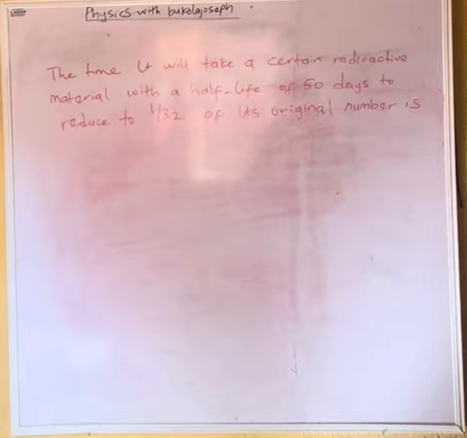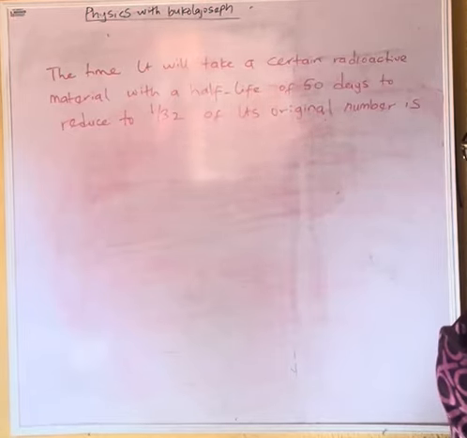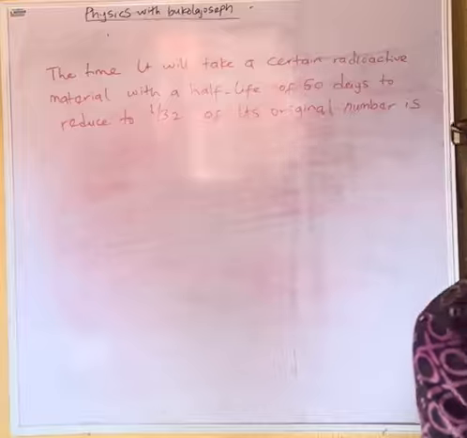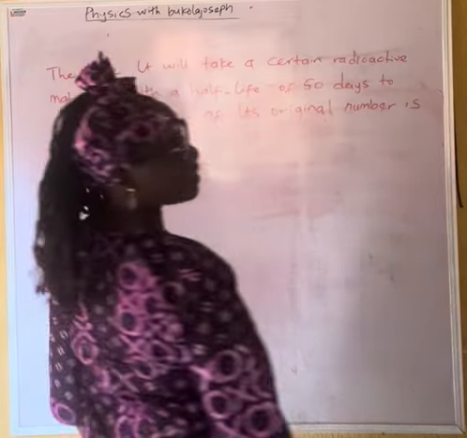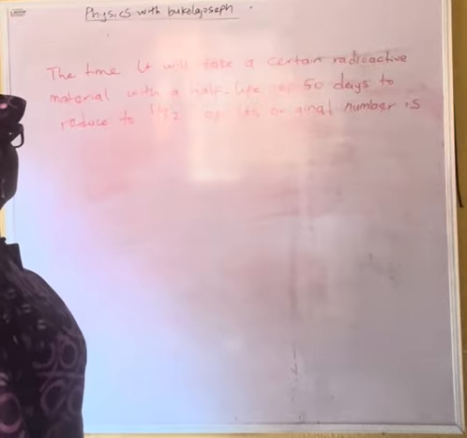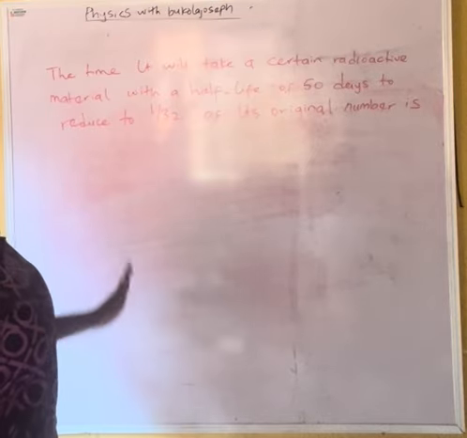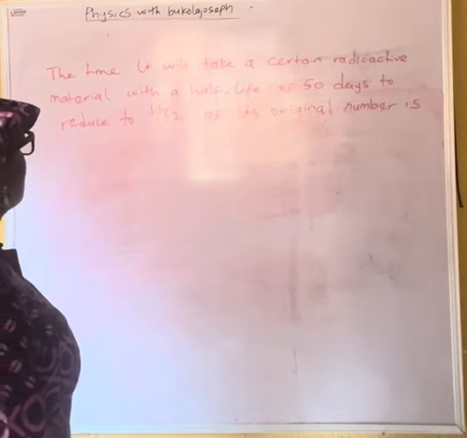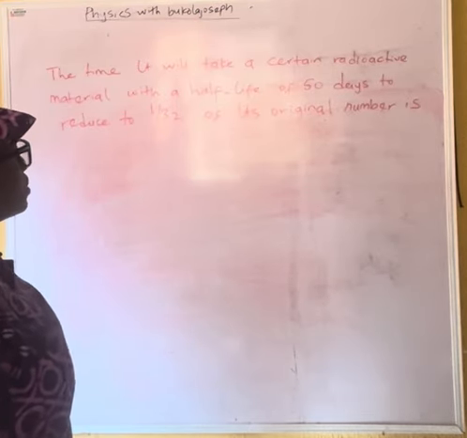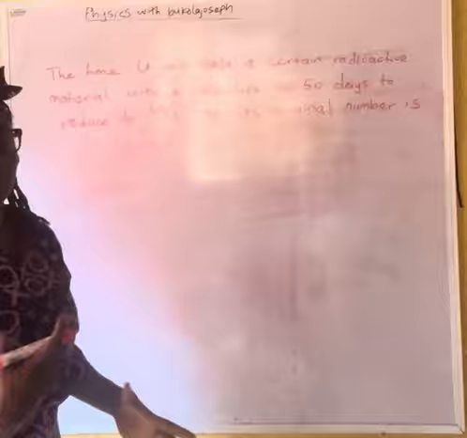So the time it will take a certain radioactive material with a half-life of 50 days to reduce to 1 over 32 of its original number is. So this is a JAMB question, all right? Now you are faced with this kind of question. By now you know what half-life is all about.